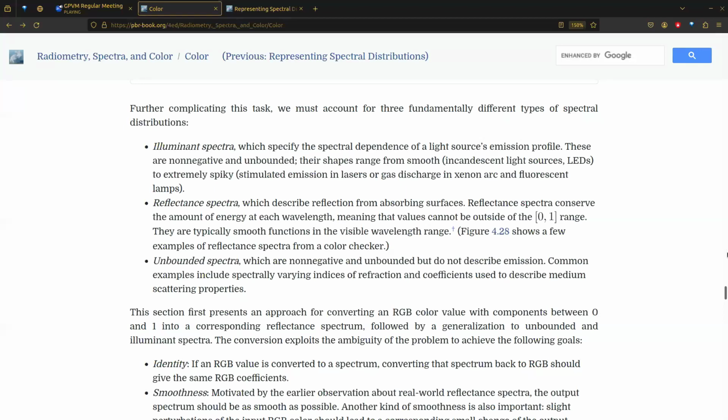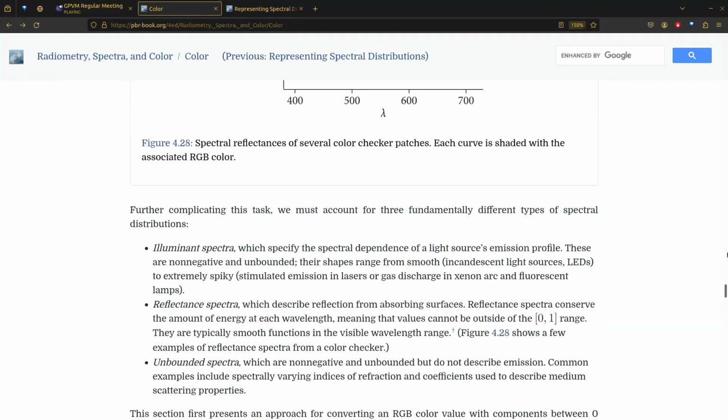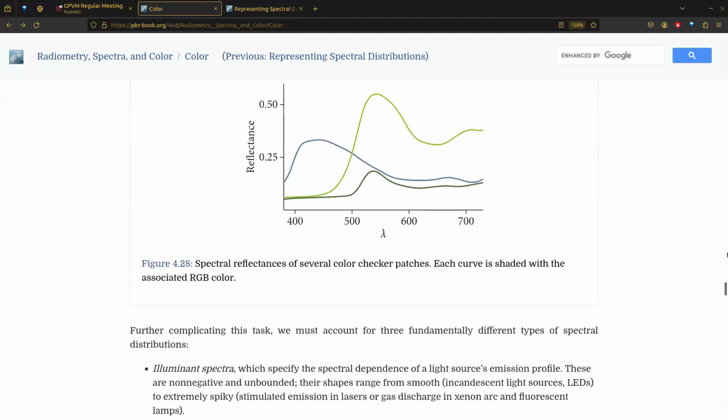Reflectance spectra describe the reflection from absorbing surfaces. Reflectance spectra conserve the amount of energy at each wavelength, meaning that values cannot be outside of the 0 to 1 range. If they were greater than 1, they'd be able to add light, kind of thing. Typically smooth functions in the visible wavelength range. So we're showing in 4.28 a few examples of reflectance spectra from a color checker there.